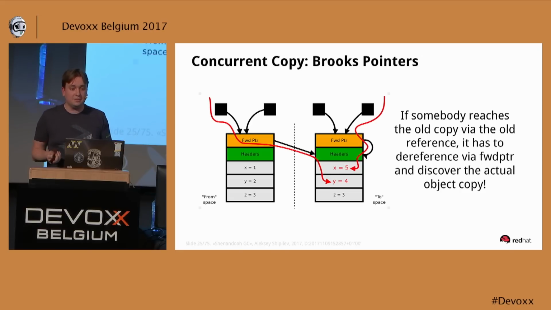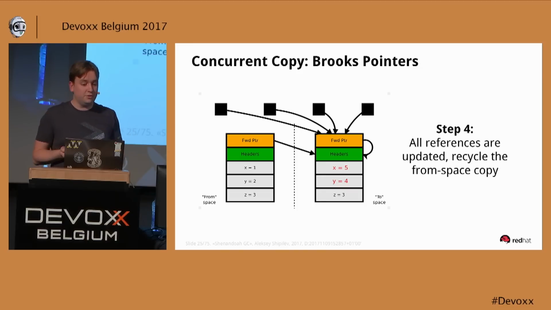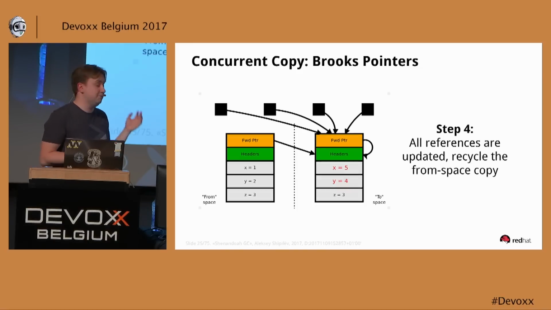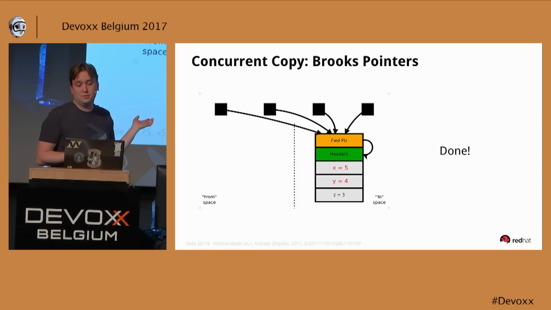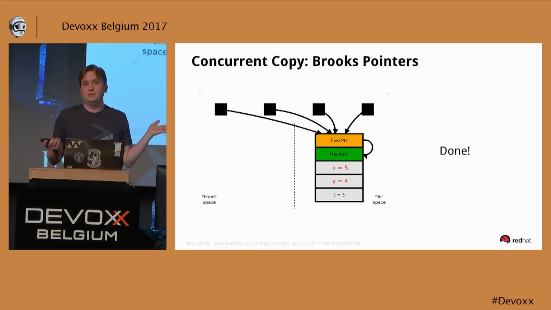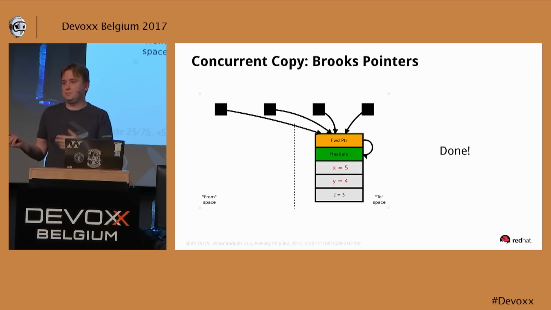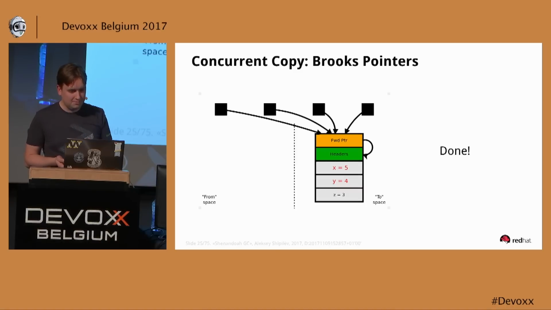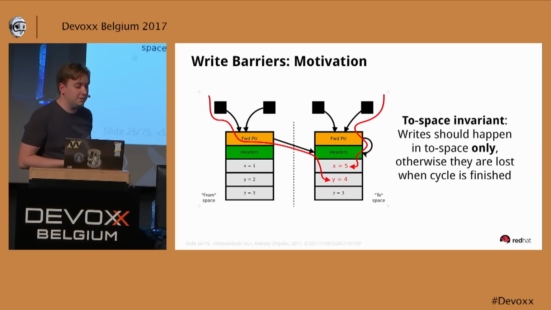And that's about it. After all the references have been updated, the from space copy is not needed anymore. We can recycle it. And there we go. We have managed to move the object while the concurrent writes happen to it without races. So how do you enforce that invariant?